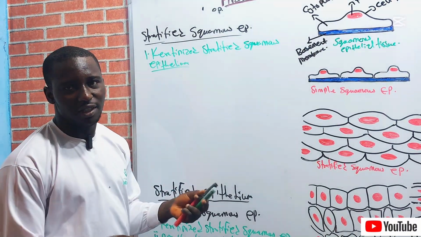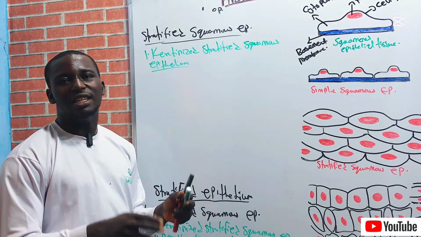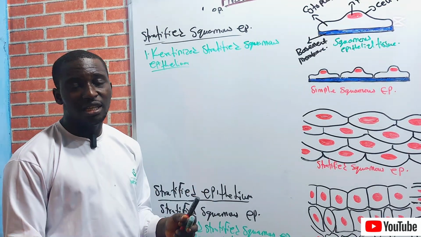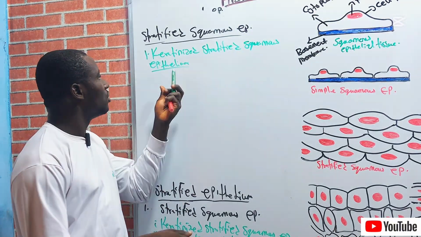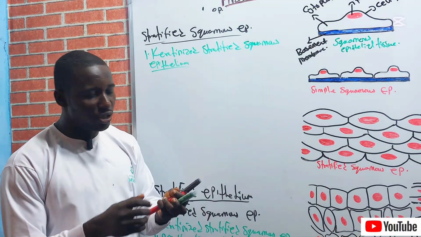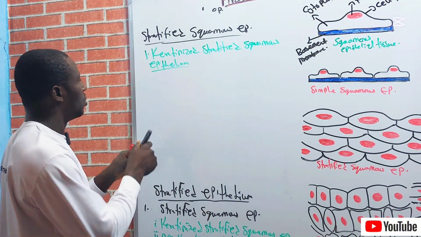found in the dry surface. It is found in the dry surface that is subjected to mechanical wear and tear injury. What are those surfaces where you can find keratinized stratified squamous epithelium? These are the tissue locations.